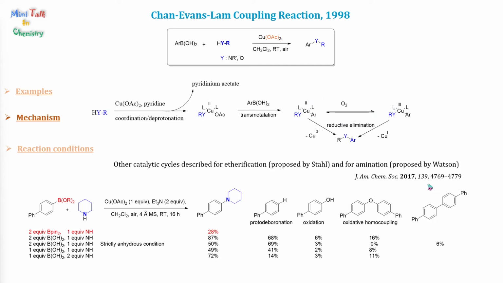You can have a look at this publication for more information about the mechanism, which is described as a catalytic cycle for esterification and for the amination reaction. Besides, you can find a study about the side products. Several side products were identified, including the protodeboronation product, the oxidation product, and the oxidative homocoupling product. Protodeboronation was comparable to amination, while competing oxidation delivered phenol. As phenol increased, competing copper-catalyzed esterification delivered the oxidative homocoupling product.